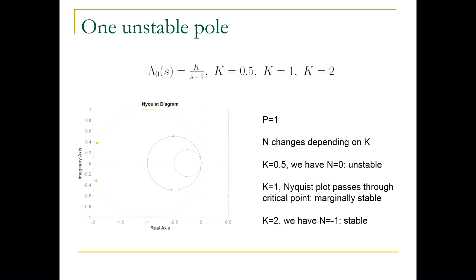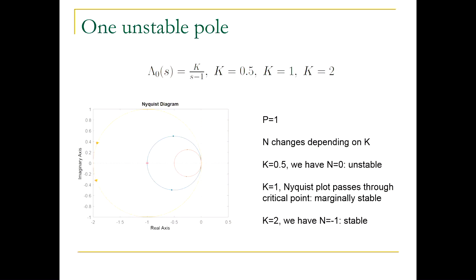So for K equal 1, the Nyquist plot passes through the critical point. What would this correspond to? Well, we would say it's marginally stable. The closed loop system would have some poles on the imaginary axis. We have marginal stability. And when K is 2, we have n is -1, we have stability.